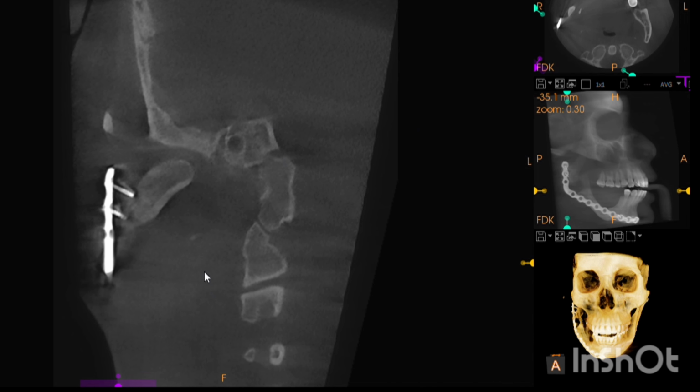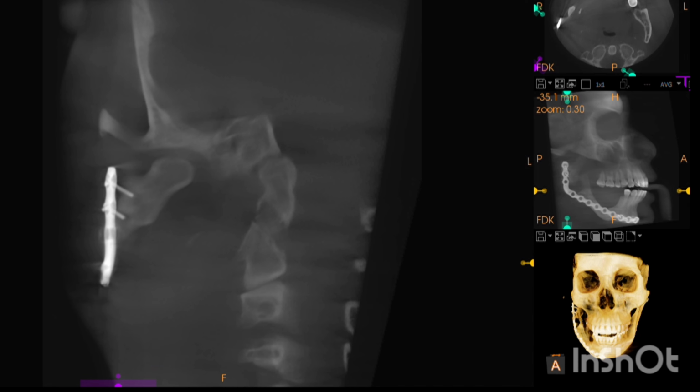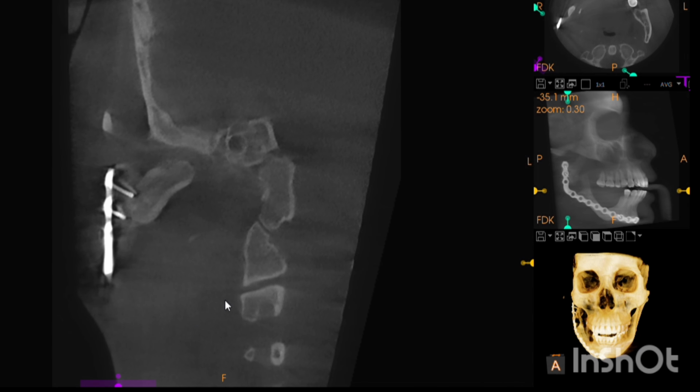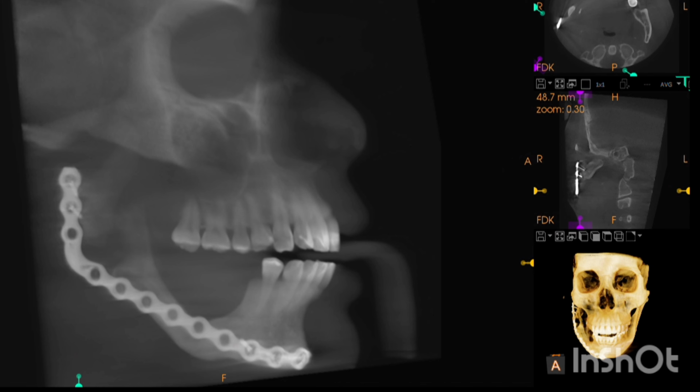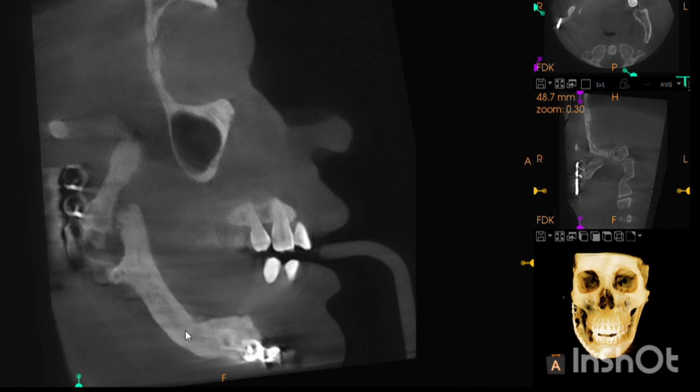This plate has moved apart, and it is no more in direct contact, or well attached, with the remaining ramus of the mandible. I'll increase the thickness and you will have a better view. Okay, here if I see, these screws are no longer perfectly attached to your bone. This is because the bone has been fractured, so obviously the fragments have moved. That's the reason.